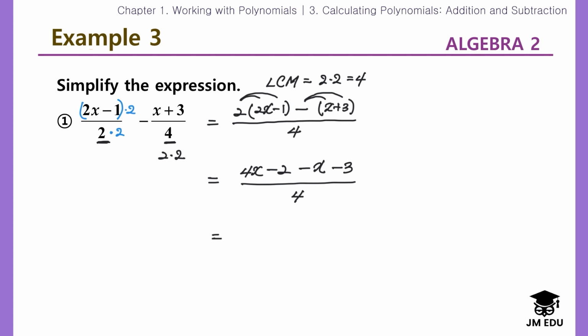Now, let's simplify the like terms in the numerator. Okay, we have 2 x terms. 4x minus x. 4 minus 1, that's 3x. And 2 constants. Minus 2 minus 3, that's minus 5, over denominator 4.